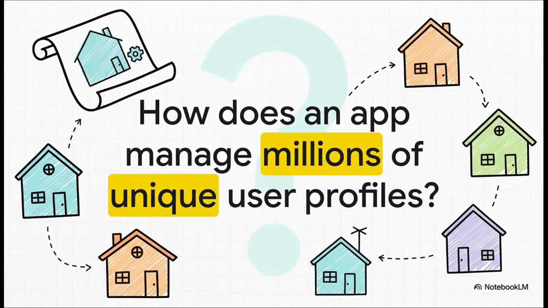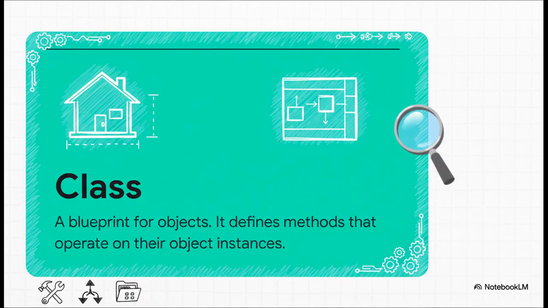So, have you ever wondered how an app like Instagram or TikTok can juggle millions of different user profiles? I mean, every single one has its own photos, its own followers, its own bio. You think it would be impossibly complex, right? Well, the secret is that it all starts with one single, reusable blueprint. And that blueprint, that's what we call a class.